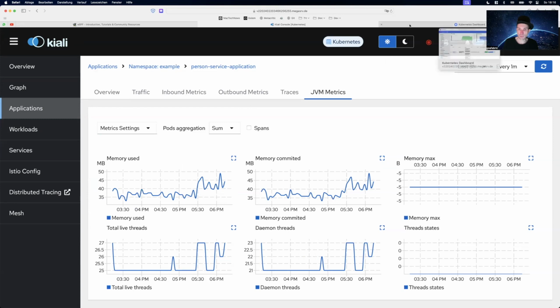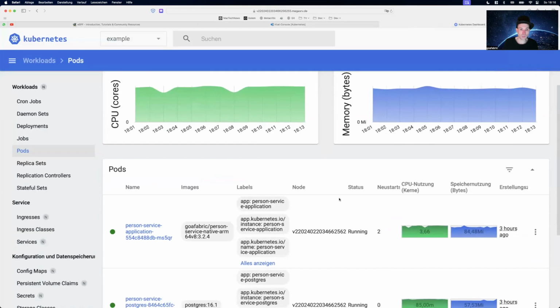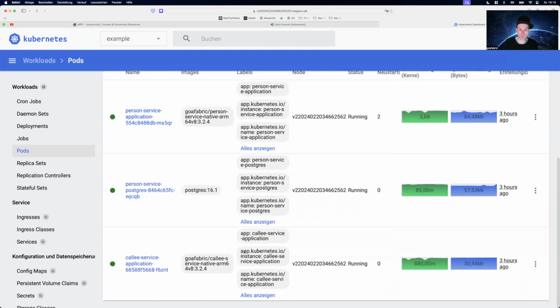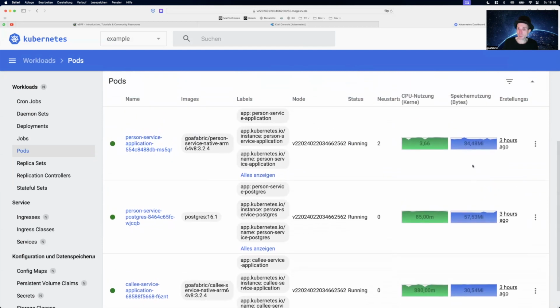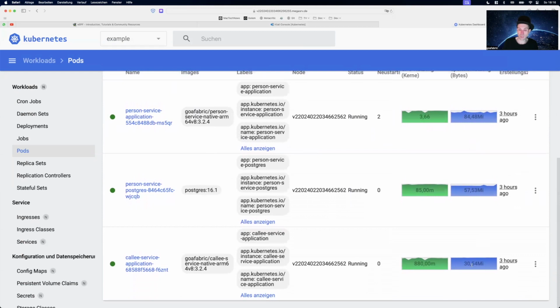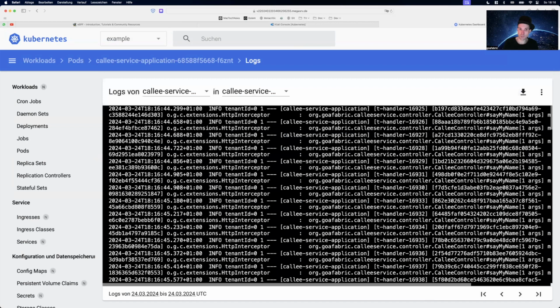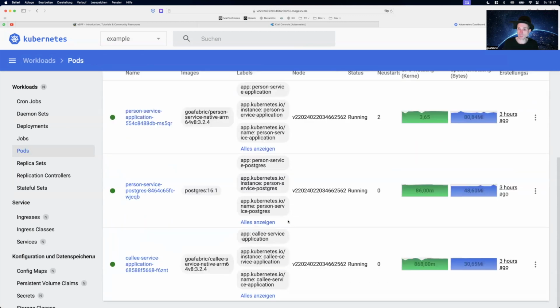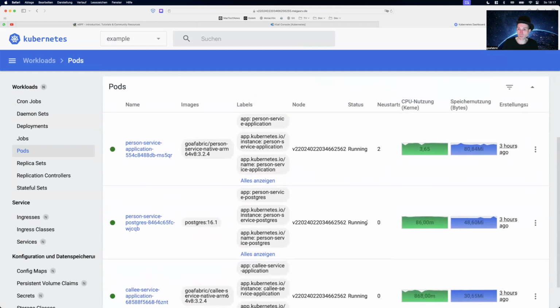Let's take a look at the perspective from the resources. So this is where we see that we have no sidecars. So we have our application here for the person service and the callee service, and we already see that it's 80 megabytes, and here we only have 30 megabytes for the callee service. And if we remember, a sidecar usually for Istio uses about 55 megabytes of RAM, and as we have much less than 55, we have no sidecar here. This can be further indicated by taking a look at the logs, and if we would have a sidecar, we would see an additional container, but we don't have. And this makes it very lightweight in combination with the native images that we're using here.